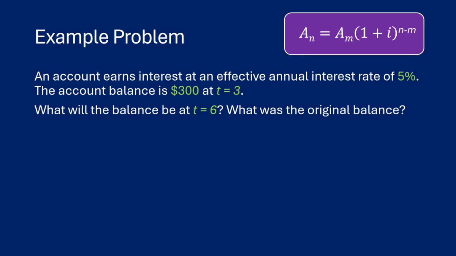So here's the final problem we'll take a look at. An account earns interest at an effective annual interest rate of 5%. The account balance is 300 at t equals 3. What will the balance be at t equals 6? And what was the original balance?